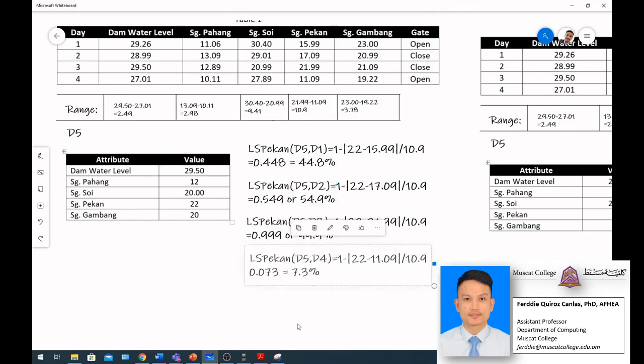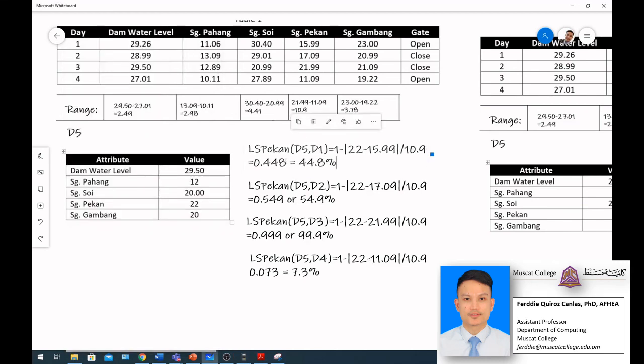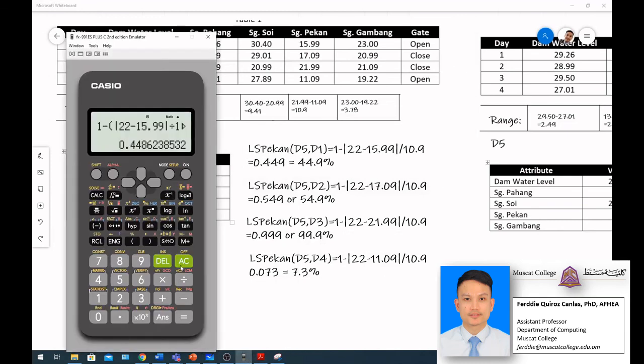Let us just verify your answers there, if it's correct. 1 minus absolute value of 22 minus 15.99 divided by 10.9, close parenthesis, equals, yes, very good, 0.449. You have to round off the 6 to make it 9 here. But anyways, for the practice, no problem. But for the exam, you have to be specific with the rounding off of the numbers.